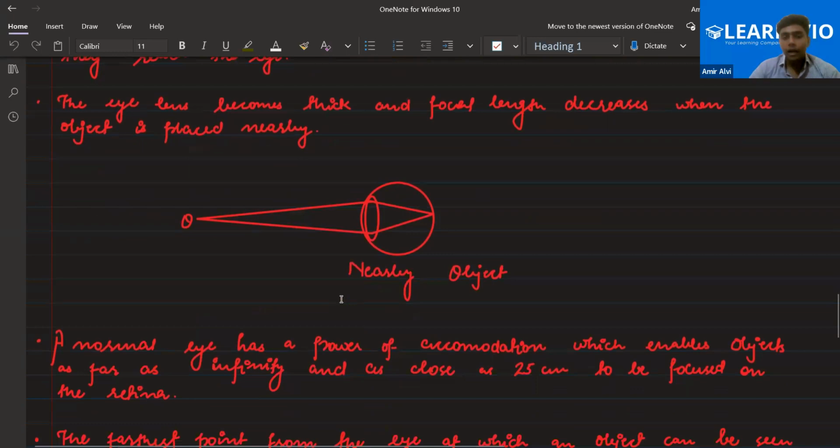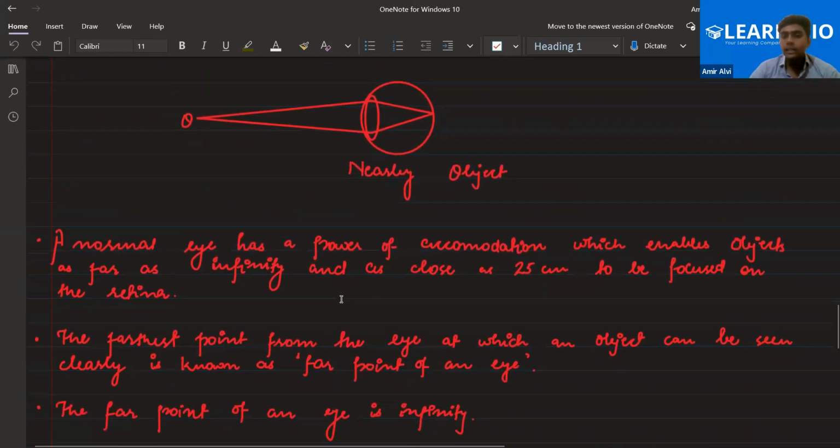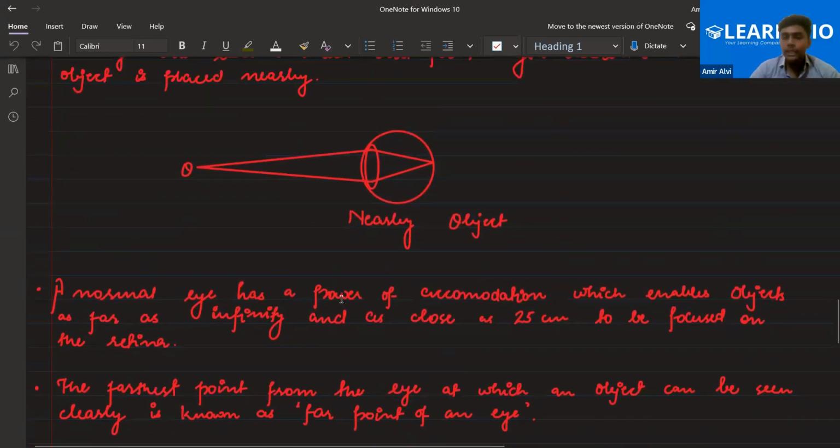And one more thing: the normal eye has a power of accommodation which enables objects from as far as infinity to as close as 25 centimeter to be focused on the retina. So a normal human eye can easily focus the far objects from infinity as well as the near objects at 25 centimeter. Clear, everyone? Yes.